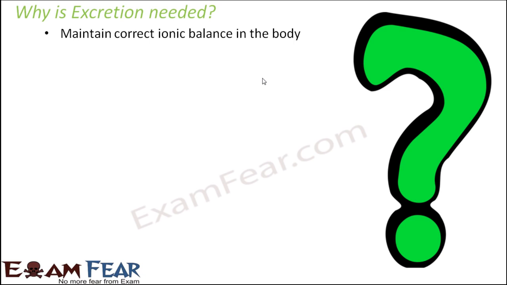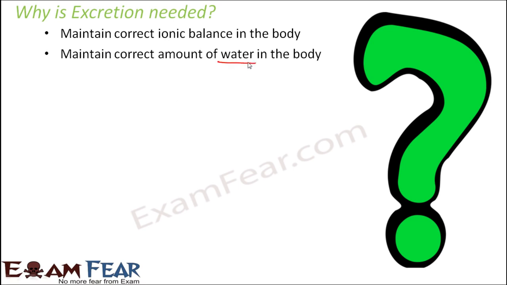When I say the correct ionic balance, what I mean is, when we talk about excretion, it is not only about the waste products, but it is also about throwing out the excess water present in the body or the excess amount of ions present in the body. For example, sodium ions, potassium ions or chloride ions should be present in the right amount in the body. So the process helps to maintain the right ionic balance. It also helps to maintain the correct amount of water in the body. All the excess water is thrown out of the body by this process.